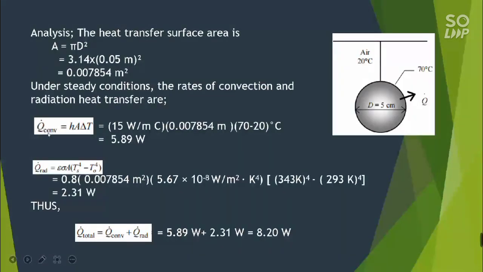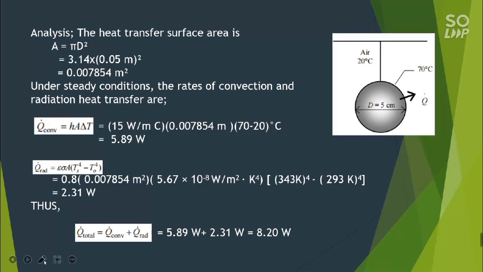So under steady conditions, the rate of heat of convection and radiation heat transfer are given by this formula. The rate of heat transfer by convection is equal to the heat transfer coefficient multiplied by the surface area multiplied by the change in temperature. So plugging in the values, we have 15 watts per square meter degree Celsius multiplied by 0.007854 square meter multiplied by 70 minus 20 degrees Celsius.